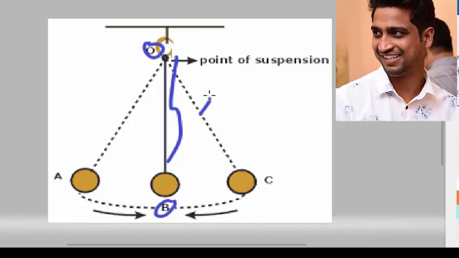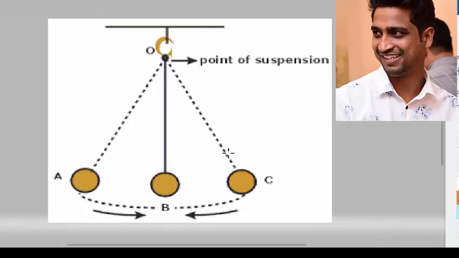It is denoted by small l, or it is also denoted by capital L. Both are same. Okay, so length of a simple pendulum is the length of the wire or the length of the string by which the bob or the ball is attached. Okay, so we will see what is bob.